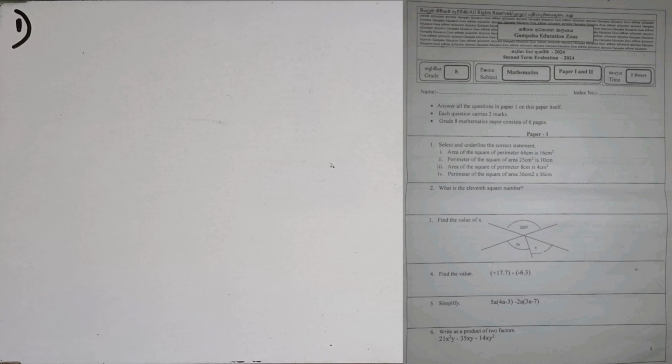Question number 1. Select and underline the correct statement. First one: the area of the square of perimeter 64 centimeters is 16 square centimeters. If the perimeter is 64, 64 divided by 4 is 16 centimeters. So one side is 16. Then the area can't be 16 square centimeters. So the first one is wrong.